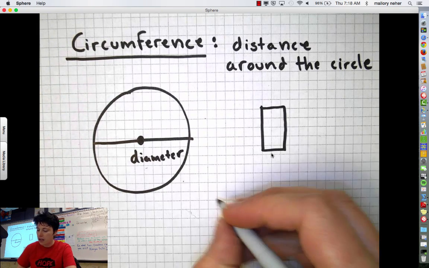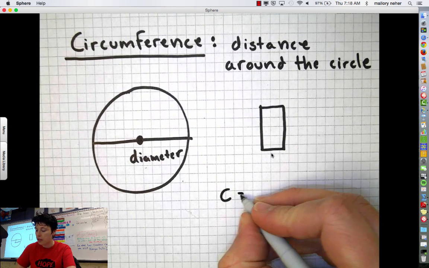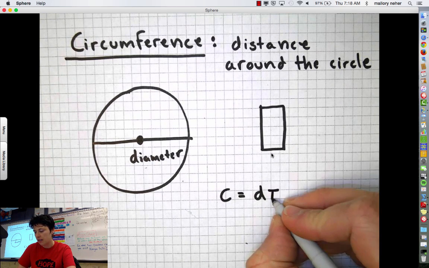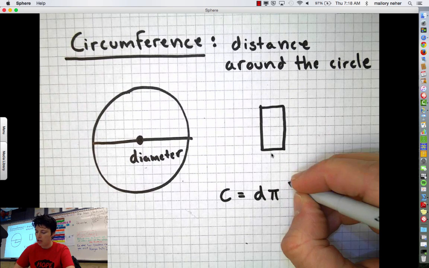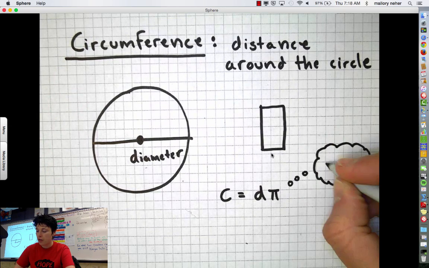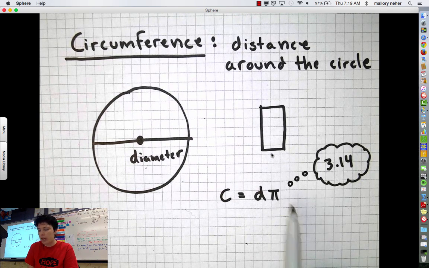Well, it turns out that the circumference of a circle, and I'm going to use capital letter C for circumference, is always equal to the diameter times this weird number, pi. And pi is this really strange number that was discovered a long time ago. It's a decimal. 3.14 is how we mostly remember it, but it's actually not 3.14. It's this ongoing decimal that never ends. And for some reason, there's this weird relationship that when you multiply it by the diameter, you always get the circumference of a circle. It's really, really strange, but true.